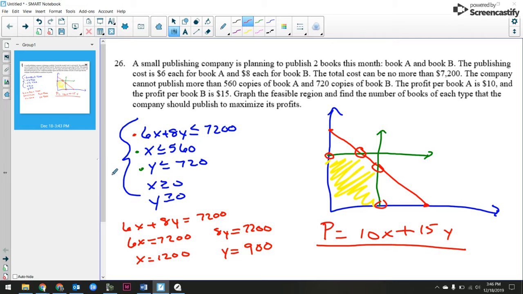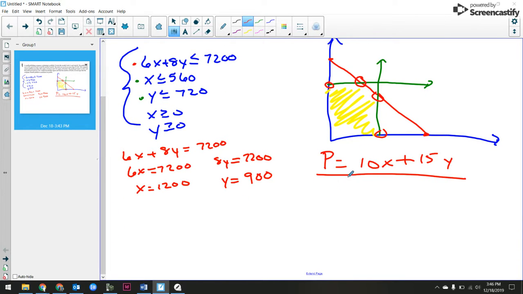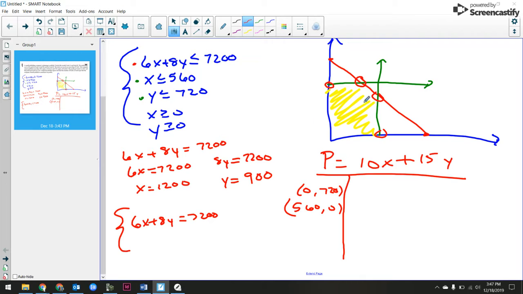Now I've got to make my table with those values. What values are they? This is the y-intercept of my horizontal line: 0, 720. This is the x-intercept of my vertical line: 560, 0. This is the intersection between the diagonal, 6x plus 8y equals 7,200, and the horizontal line at y equals 720.